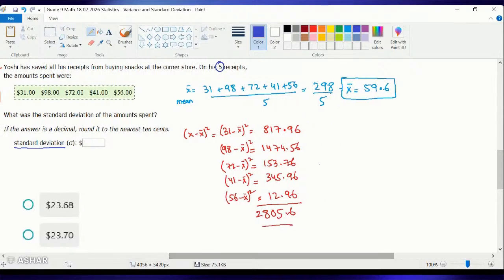And we know that the variance would be equal to 2805.6 multiplied by 0.2. Sorry, my mistake, this is 0.2, which is the same as dividing by 5. This comes out to be 561.04. That means the variance comes out to be 561.